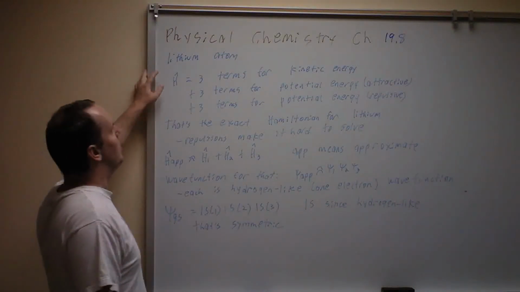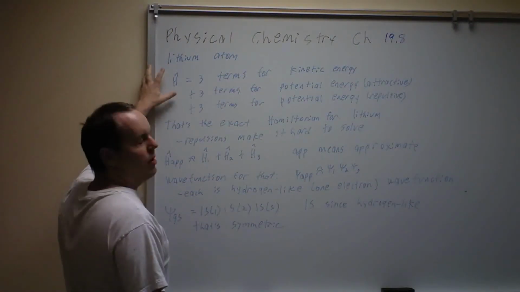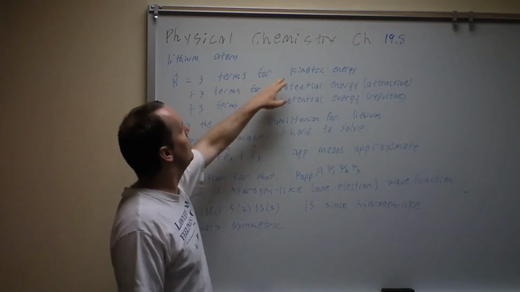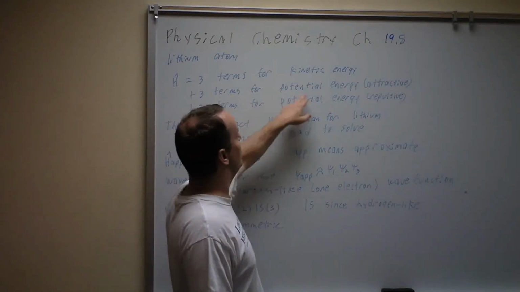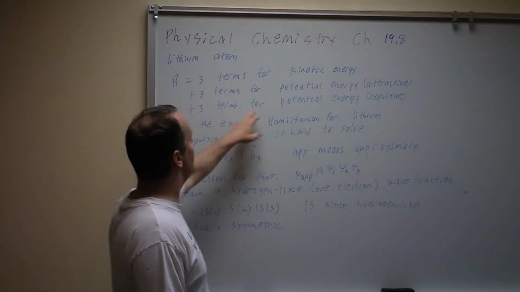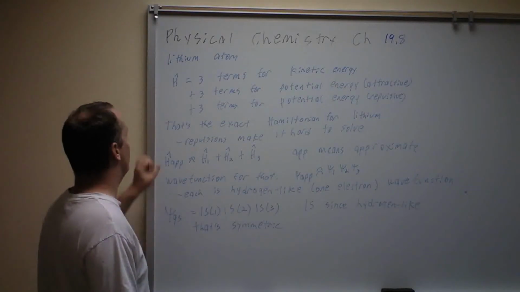Continuing on physical chemistry, chapter 19, section 8. We're talking about the lithium atom now, sorry, not helium. So the Hamiltonian, I already showed you, has 3 terms for kinetic energy, 1 for each electron. It's got 3 terms for potential energy that are attractive. This is between each electron and the nucleus. And then it's got 3 terms for potential energy that are repulsive. This is between the pairs of electrons.